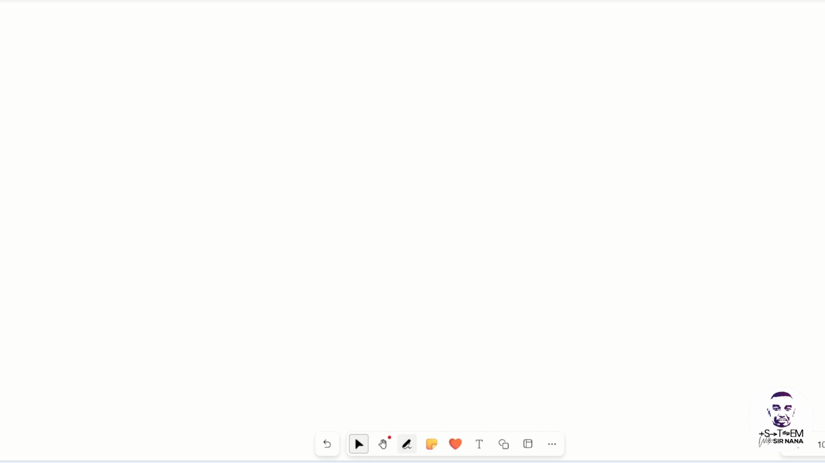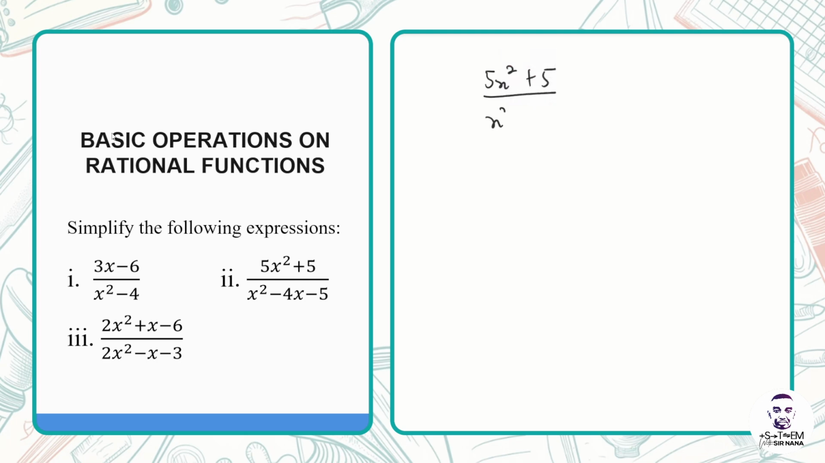So now let's consider the second part of the question. For the second part, we've been given an expression where the numerator is 5x squared plus 5. And then the denominator is x squared minus 4x minus 5, which is a quadratic. We can factorize 5 out in the numerator, so we have 5 times x squared plus 1.